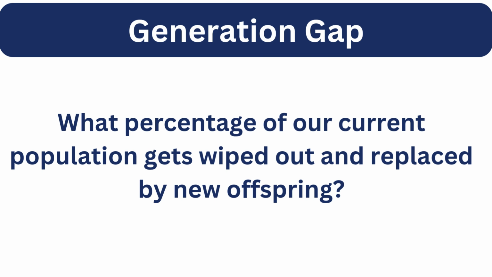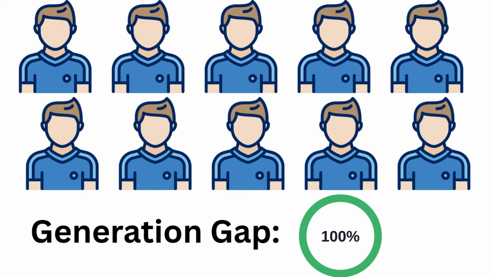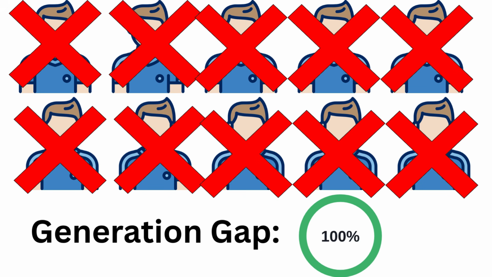Think of generation gap as a dial that controls the turnover rate of your population. It asks the question, what percentage of our current population gets wiped out and replaced by the new offspring? If your generation gap is 100%, you are running what is called a generational algorithm. It means every single parent dies off. The entire next generation is made entirely of their children. It is like firing your entire company on 31st December and bringing in a totally new crew on Jan 1st. You get a lot of new ideas, but it can be chaotic.